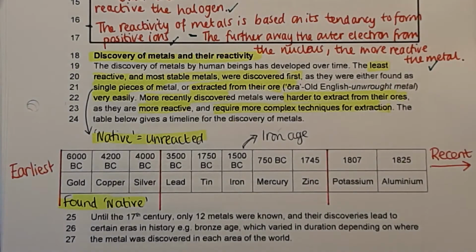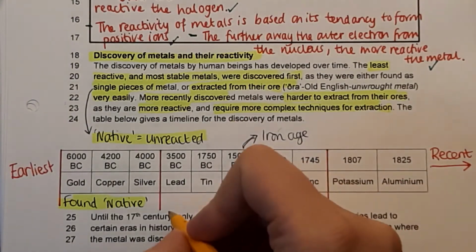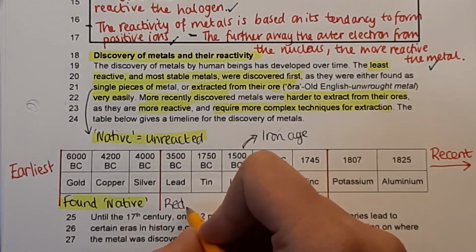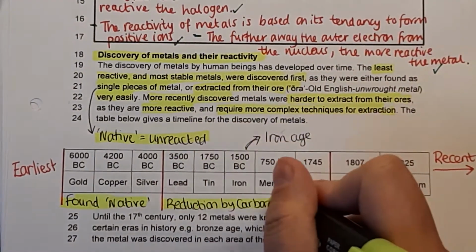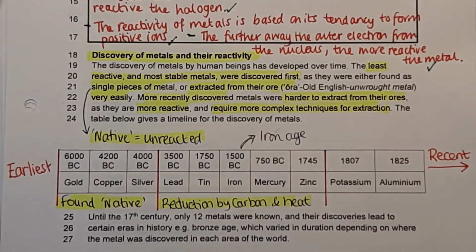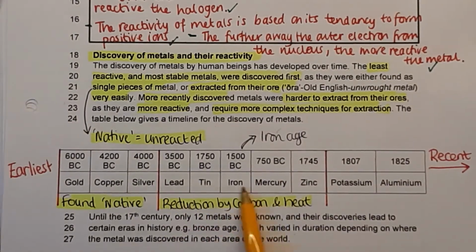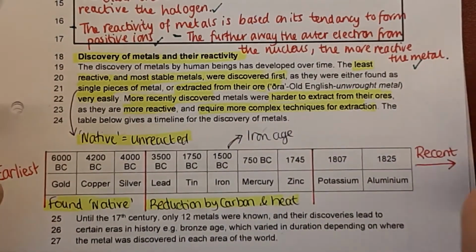And that's a very simple form of extraction from the ore, which is reduction by carbon and heat. We'll talk about that again in a lesson or two's time. So these metals could be extracted from their ores by reduction with carbon and heat. Carbon was very easy to come by. They would use charcoal essentially, or even just the charred embers from a fire, and heat. So they would put the two together, and that would produce the metal very easily.